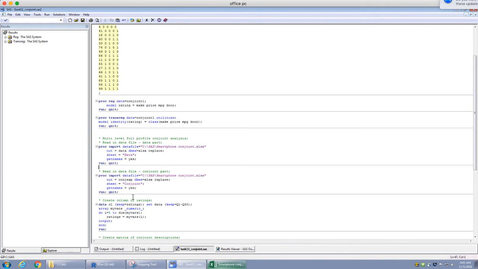Okay, let's try to do this first. What I'm going to do is read in a file called smartphone conjoint, and I'm going to read in the data sheet, and I'm also going to read in the conjoint combinations.